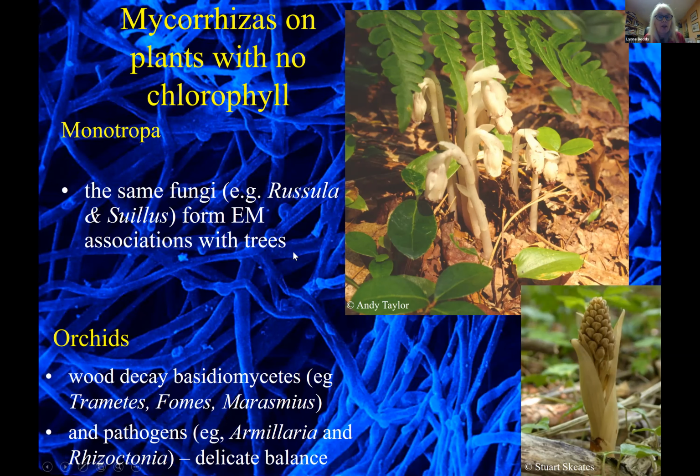Now, the fungi again provide the plant with water and nutrients, but they don't get sugars in return. These are cheaters. They don't produce chlorophyll. They don't photosynthesize. And the plants actually get sugars from the fungus. The fungus is getting these sugars from the trees. So effectively, the trees are being parasitized by this plant via a fungal link.